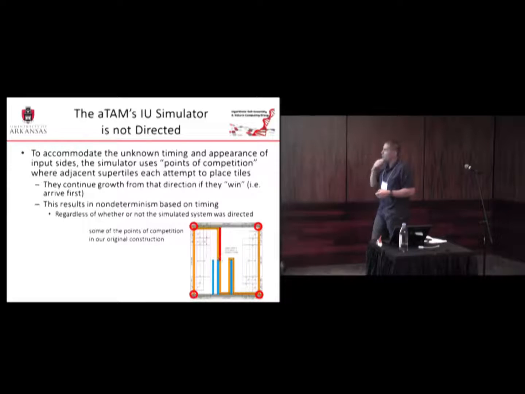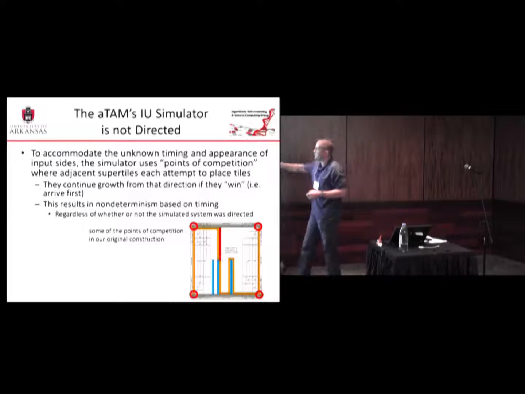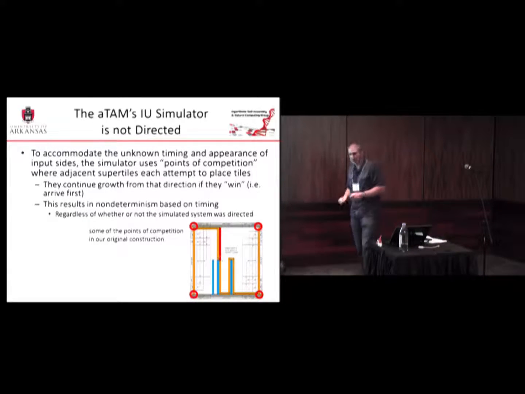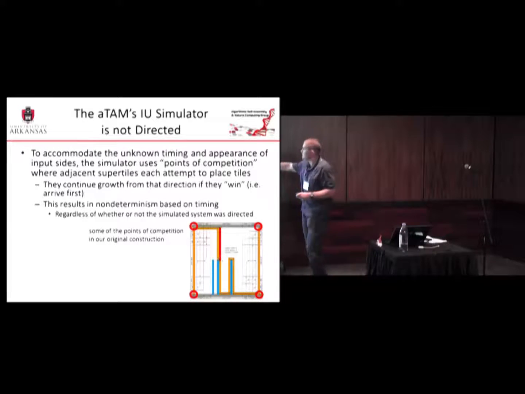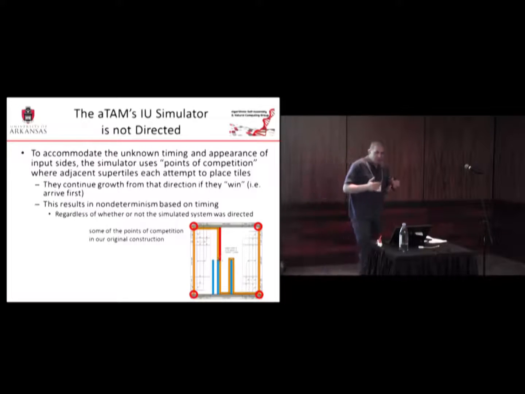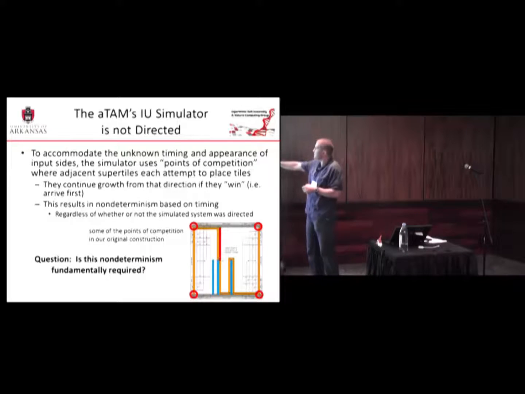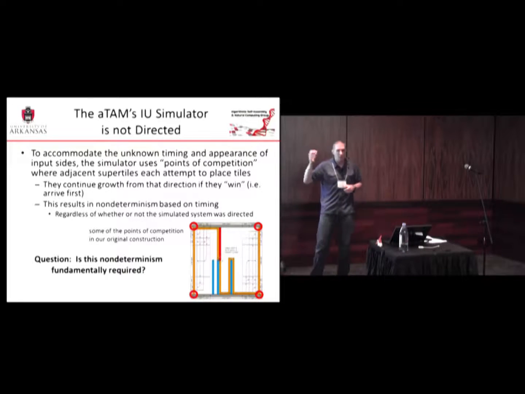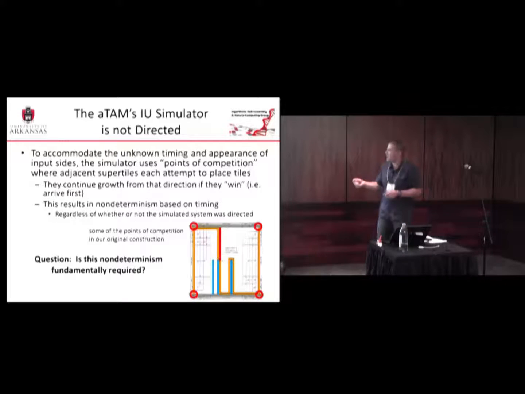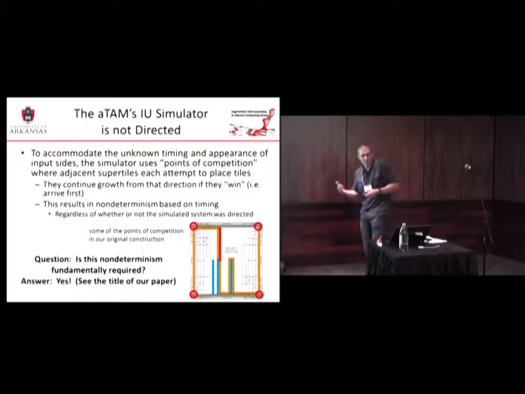Unfortunately, we noticed that even when we're simulating a system which itself is directed, always placing the exact same tiles in all the exact same places, the simulator wasn't directed. It has these timing-based issues that could allow different tiles to appear in different places. That made us question: is this non-determinism fundamental? Does the simulator need this? And the answer is yes. I'm going to sketch that result real quickly and tell you how we achieve it.